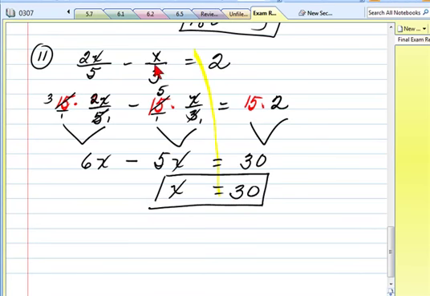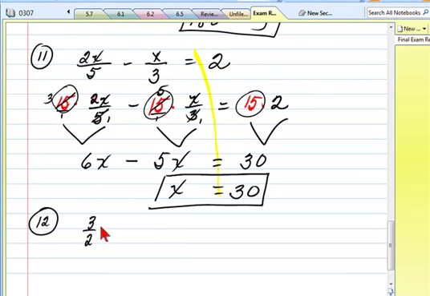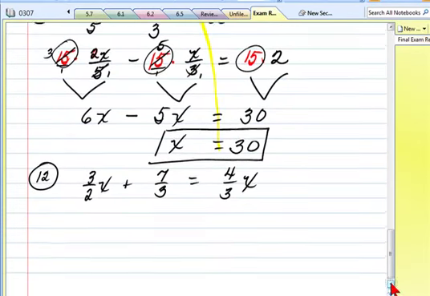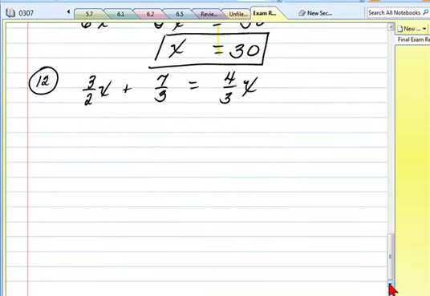So when you have fractions in an equation, identify the least common denominator and then multiply each one of the terms by it. That will allow you to cancel out your denominators. Problem number 12. I have 3/2 x plus 7/3 is equal to 4/3 x. I'm going to take the sneaky route here. Would y'all tell me what the common denominator is?